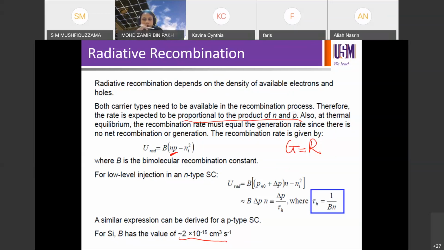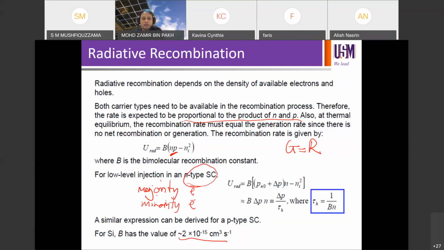And if we talk about low-level injection, we've discussed briefly about low-level injection. If we talk about an n-type semiconductor, where the majority is the electron and the minority is the hole. Majority electron, minority is hole. So we're going to look into this concept later on when we discuss the p-n junction, about the minority carrier.